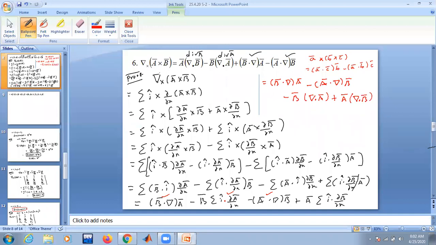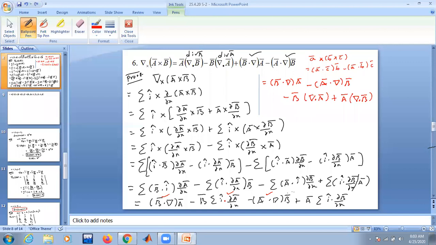Curl of A bar cross B bar is A bar into div B bar minus B bar into div A bar plus B bar dot del of A bar minus A bar dot del of B bar. Is that okay? So that is result number 6.